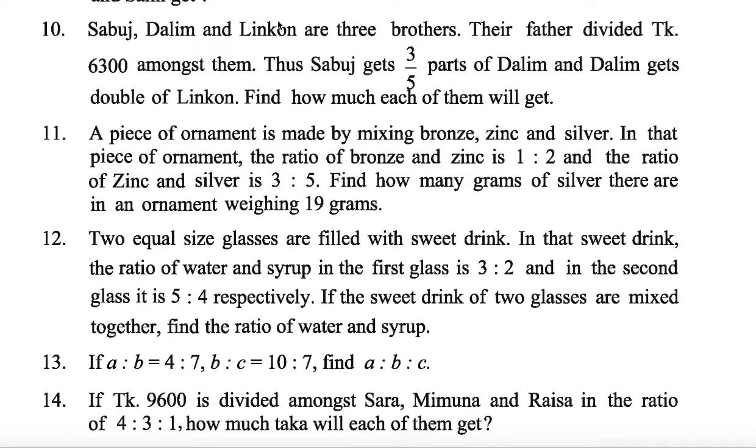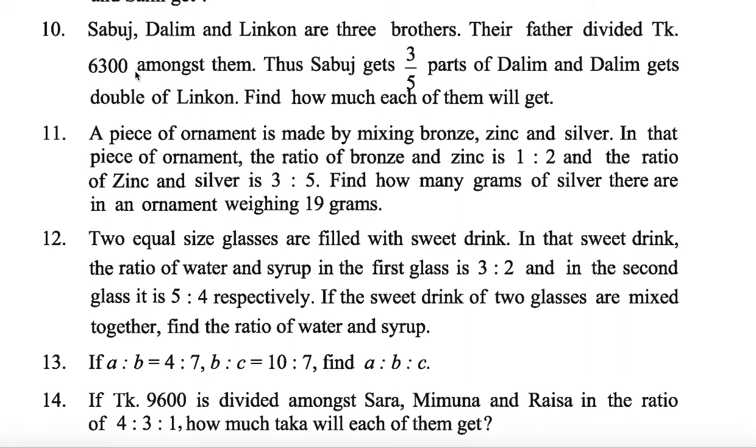Okay, let Lincoln get L. Dalim will get 2L. And Sabuz will get 6 by 5 L. So 6 by 5 L plus 2L plus L. 16 by 5 L plus L. 21 by 5 L equal to 6,300.